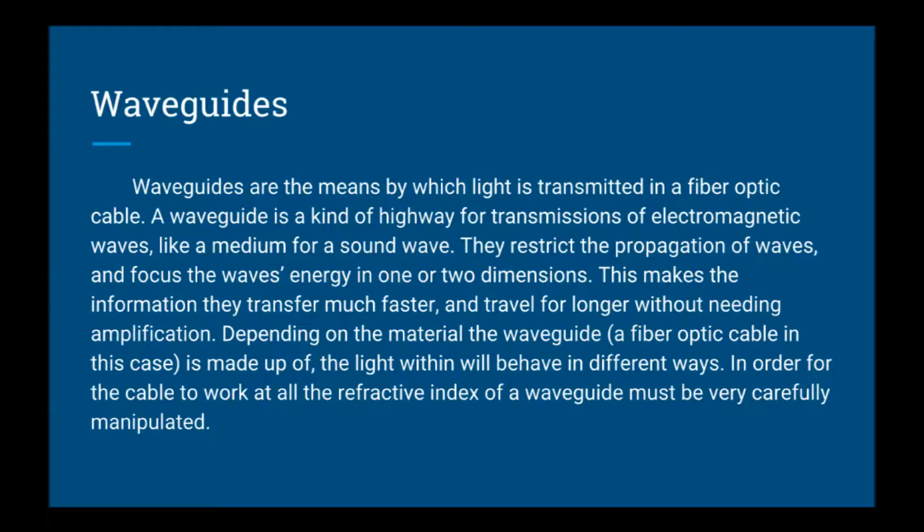Waveguides are the means by which light is transmitted in a fiber optic cable. A waveguide is a kind of highway for transmissions of electromagnetic waves, like a medium for a sound wave. They restrict the propagation of waves and focus the wave's energy in one or two dimensions. This makes the information they transfer much faster and travel for longer without needing amplification.